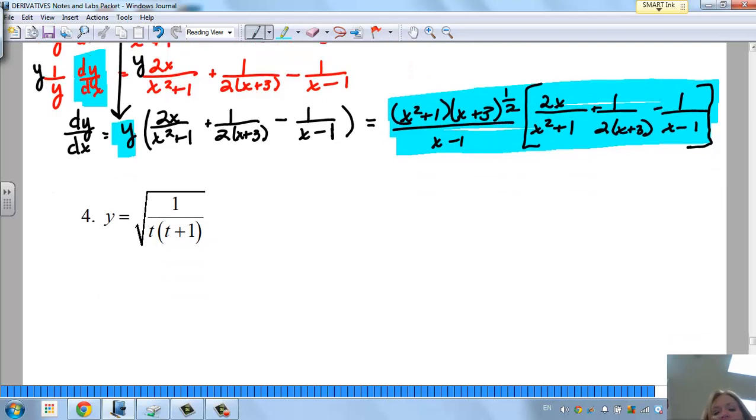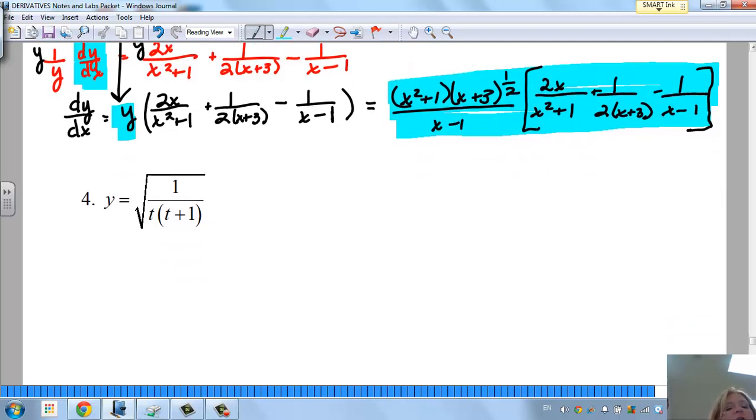Okay, so I have y equals this radical. If I had to do this, I'd have to do the power rule, then quotient rule. So we're going to do logarithmic differentiation. We're going to change this to a half, so everything gets raised to a half. So this would be 1 all over t to the half, t plus 1 to the half. All I did was power to the power.